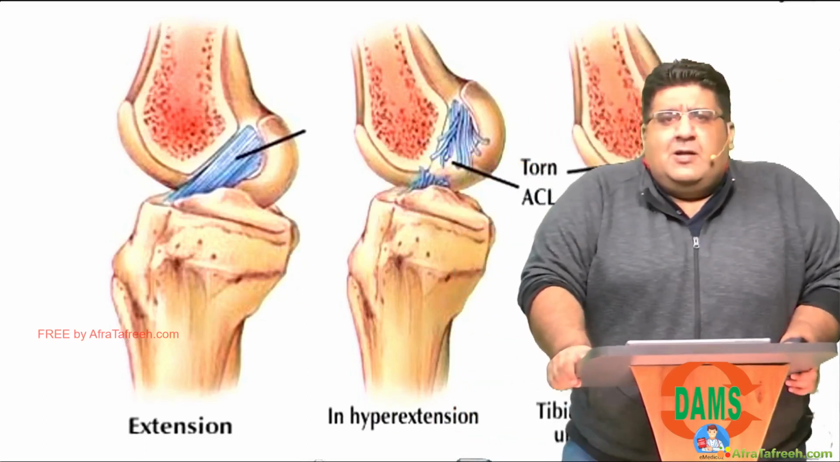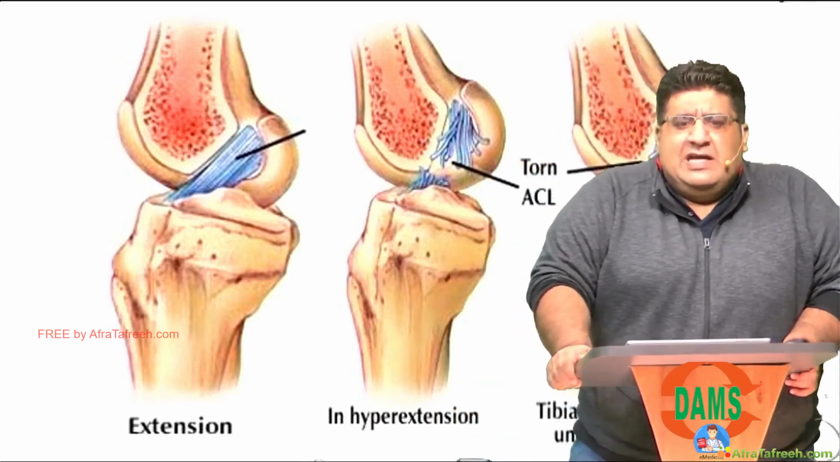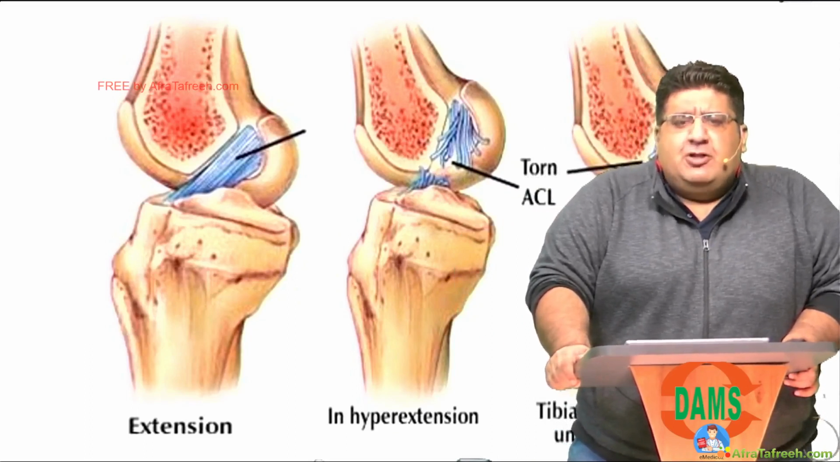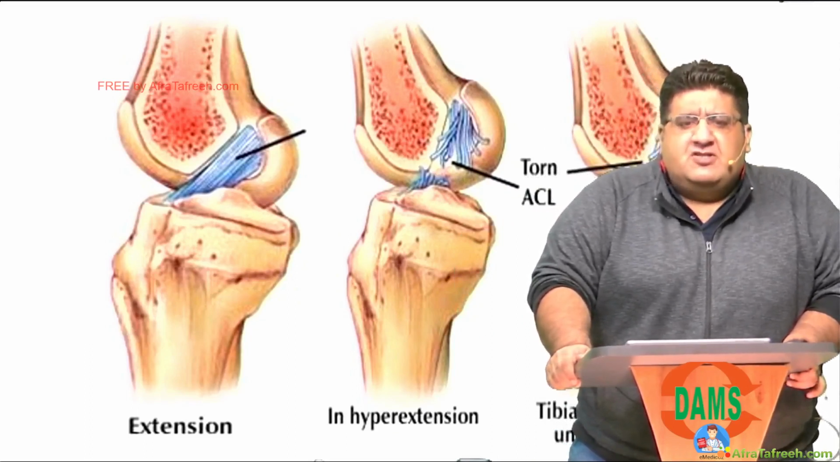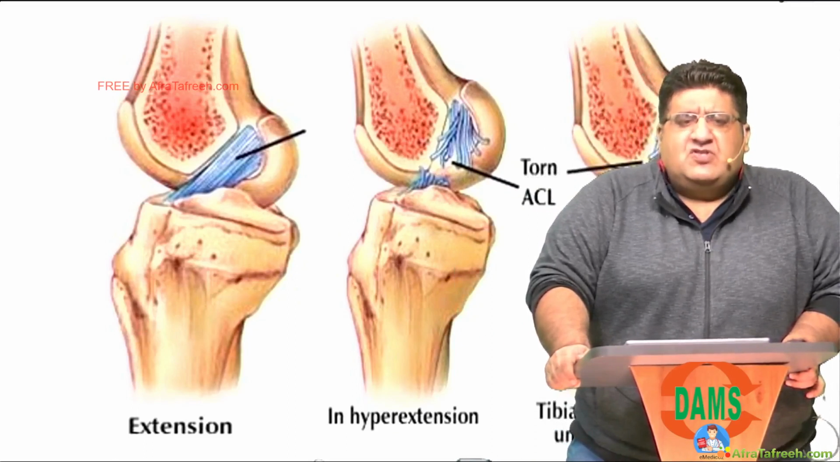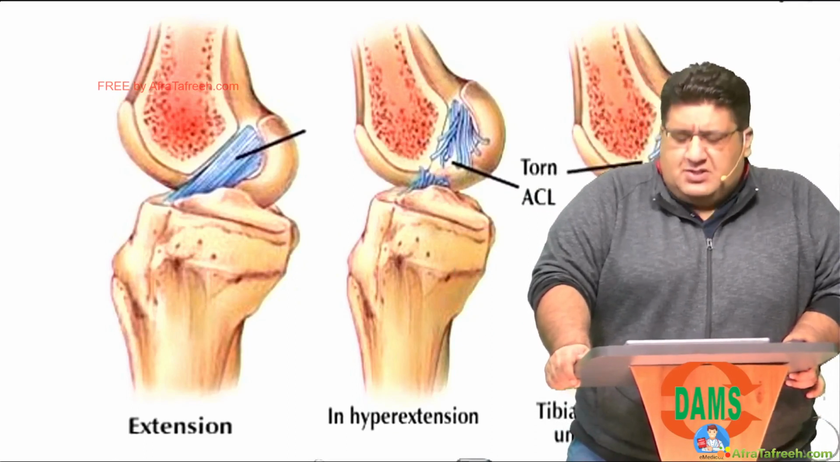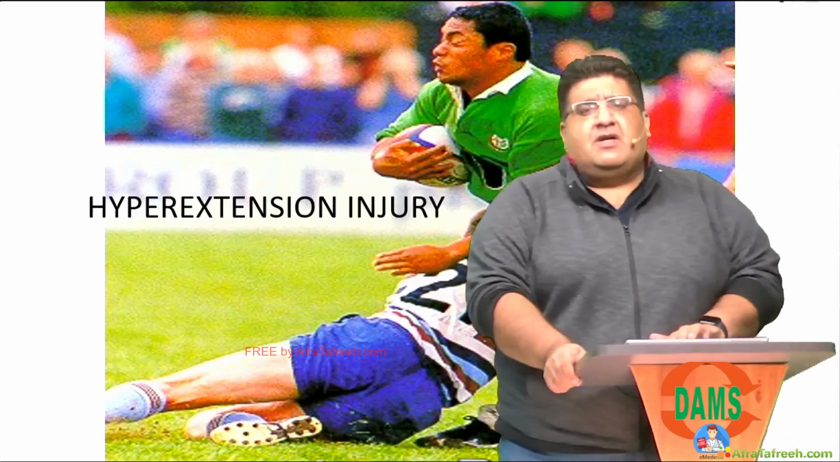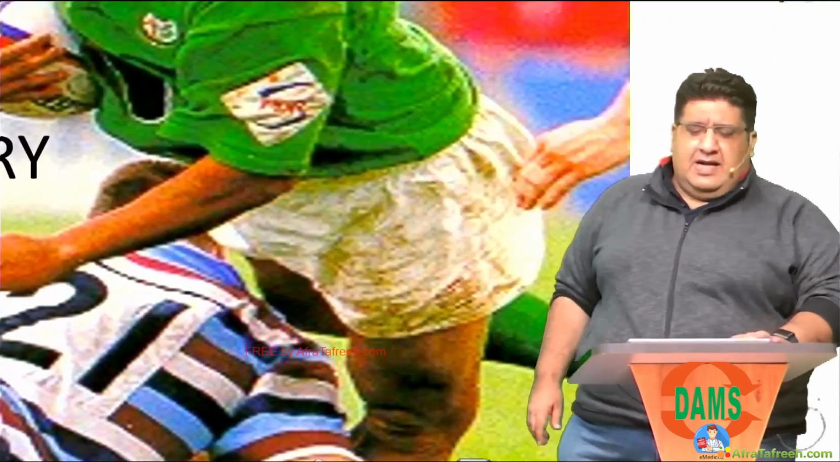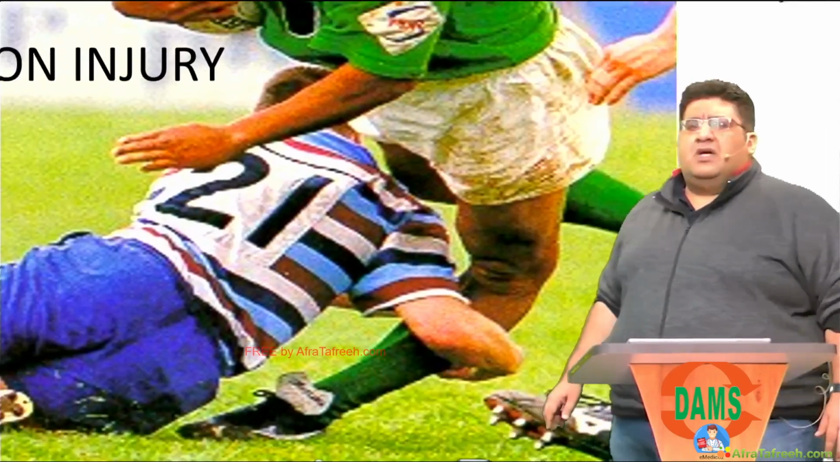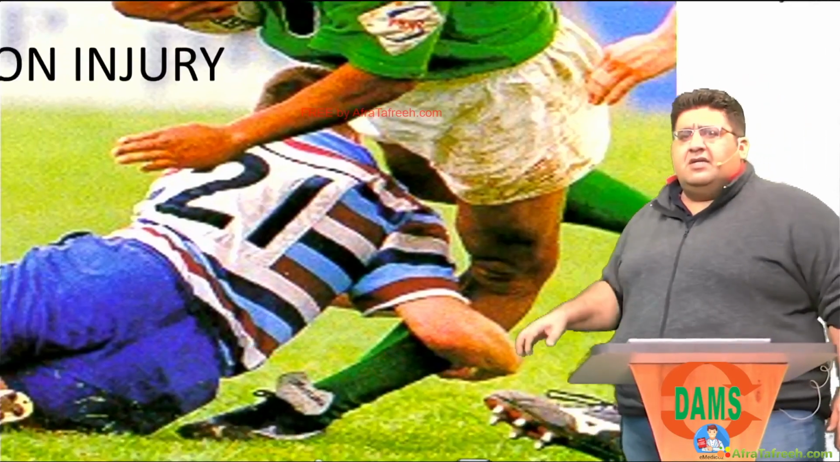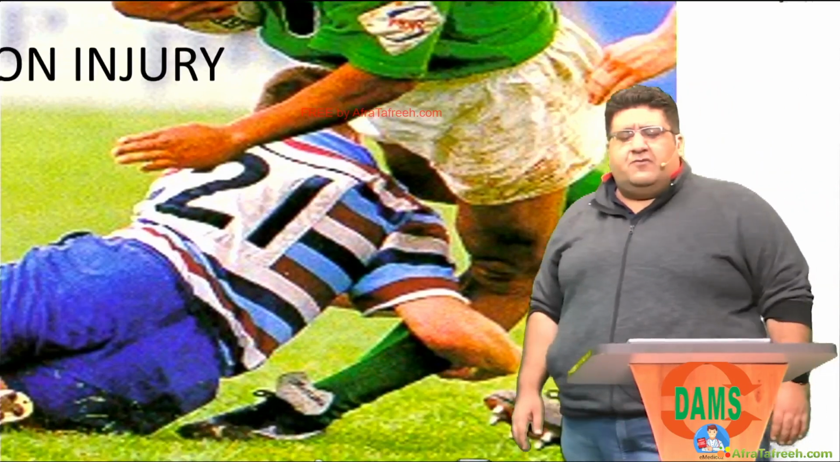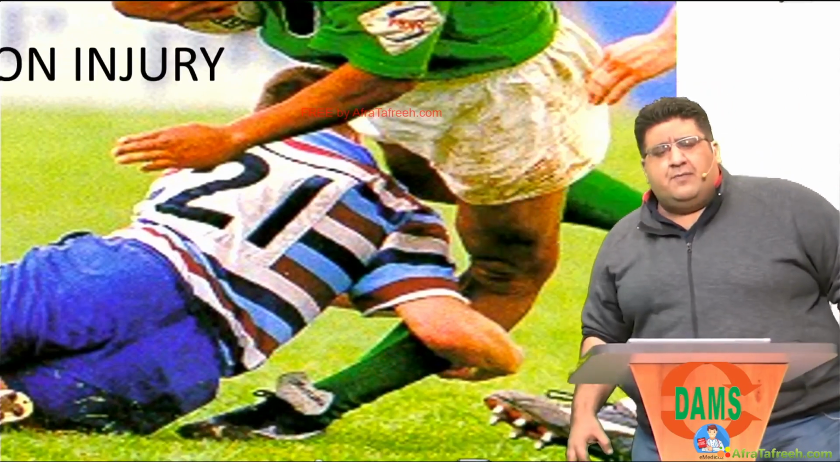It's okay, ACL. If the tibia has gone excessively anterior, tearing you in the middle of your substance, then it's okay, ACL, because that is also an MCQ, that your most common site of tear is mid-substance or mid-bundle. So we have concluded one thing today, that the most common mechanism for ACL tear is hyperextension injury.